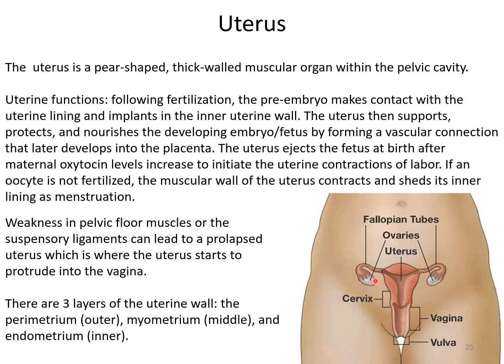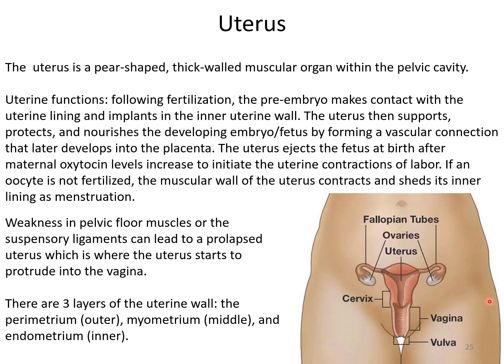Okay, so we saw the ovary, we saw the uterine tube, and now we're going to look at the uterus. The uterus is a pear-shaped, thick-walled muscular organ. It's located in the pelvic cavity, so it's pretty low. Functions of the uterus: following fertilization, the pre-embryo is going to make contact with that uterine lining, and it's going to plant in the uterine wall.